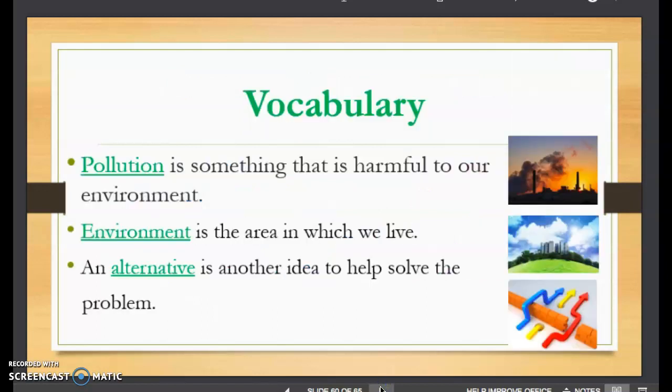Our vocabulary for today is pollution. Pollution is something that is harmful to our environment. Environment is the area in which we live. An alternative is another idea to help solve the problem. So our problem is pollution in our environment, and we are looking for an alternative to solve the problem.